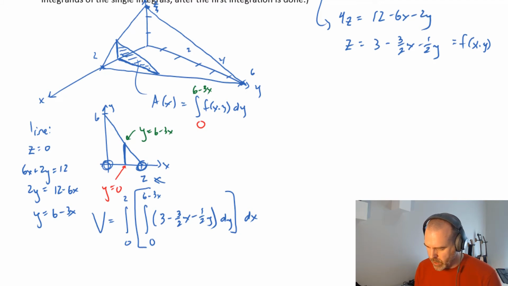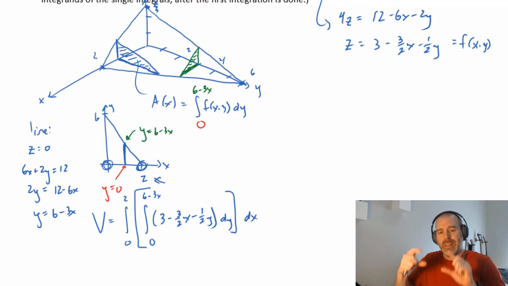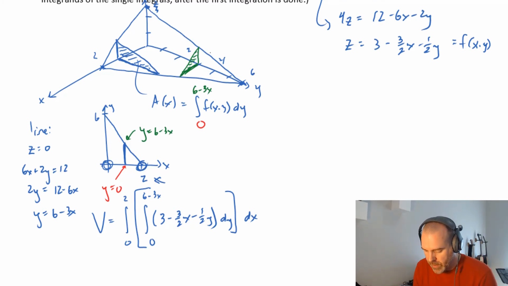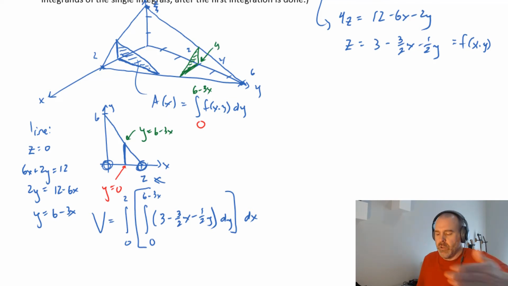What's a good color here? Let's switch to green. So we're going to do the other orientation. And so we're going to integrate with respect to x first to get that area, which will be a function of whatever specific y it's at. And then we'll add all those up along the y-axis.